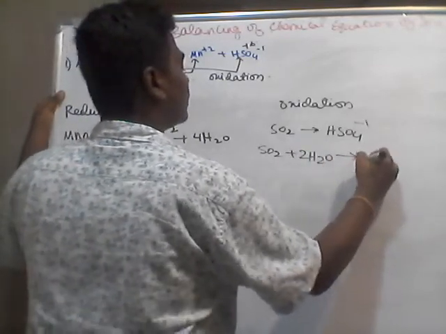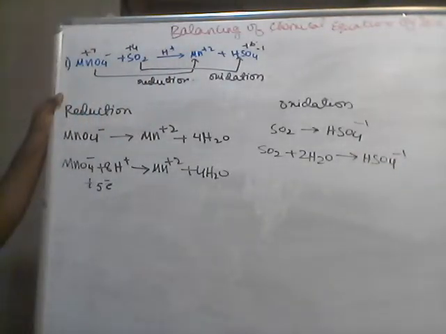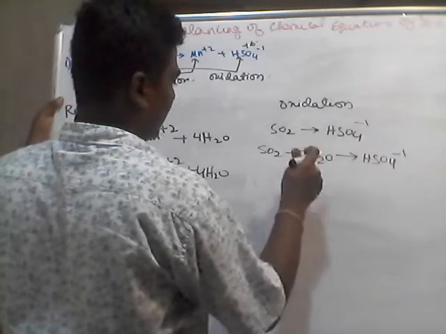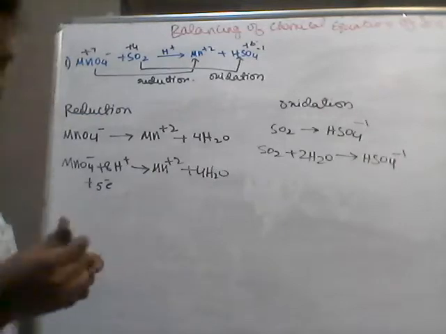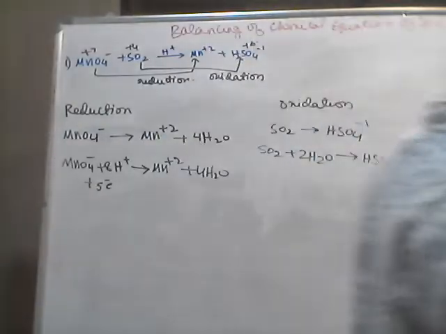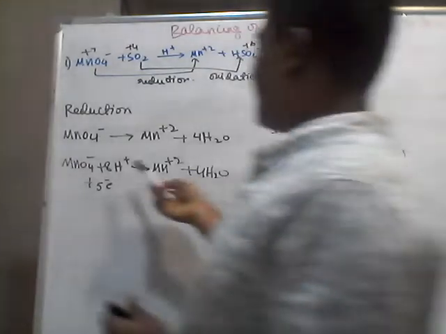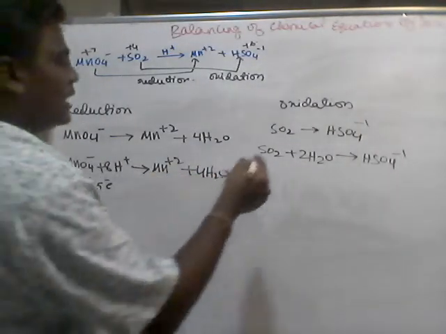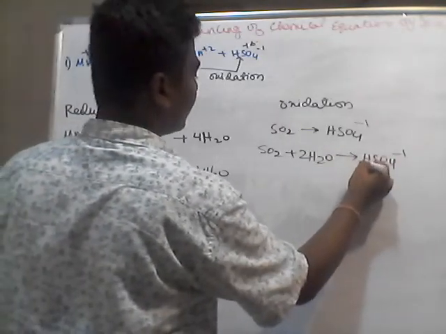Two hydrogen molecules, HSO4 minus 1. Coming to this, two twos are 4, so 4 H plus ions are required. But here you have already one. You should be very careful when we have hydrogen present in the reaction. Here you require 4 hydrogen atoms, but already one is present.